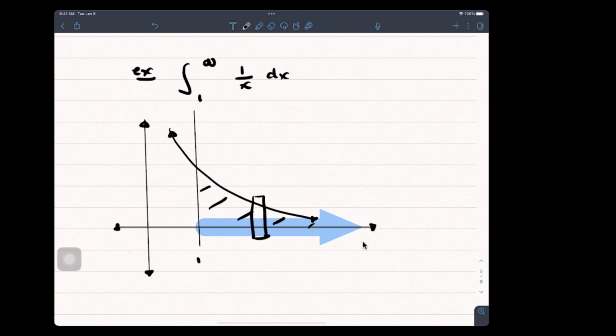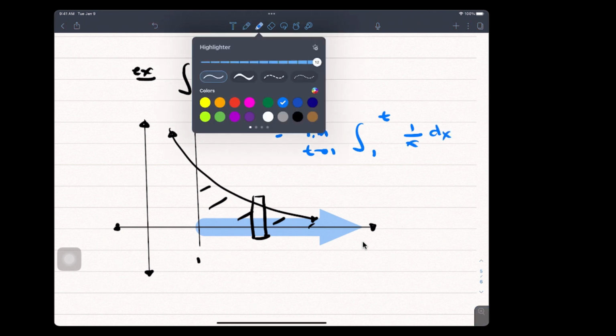Is that true? Because what's going on with that approximating rectangle again? It's getting smaller and smaller and smaller. So the areas here, when you add them up, you think are going to get smaller, smaller, and smaller for those rectangles. We think that it's going to be finite. But if we use the definition and we say this is the limit as t goes to infinity, integral from 1 to t, 1 over x dx. Here's my I of t.